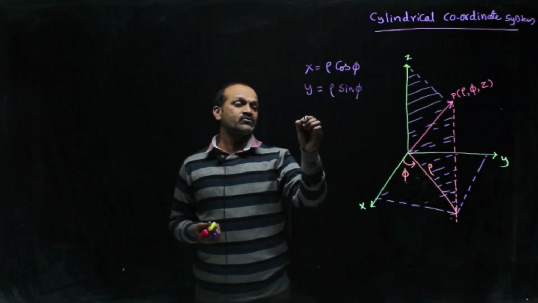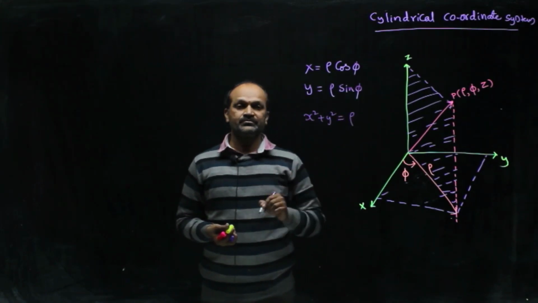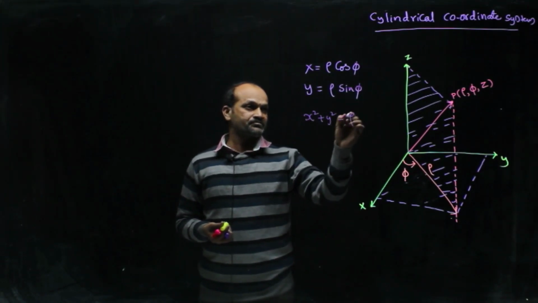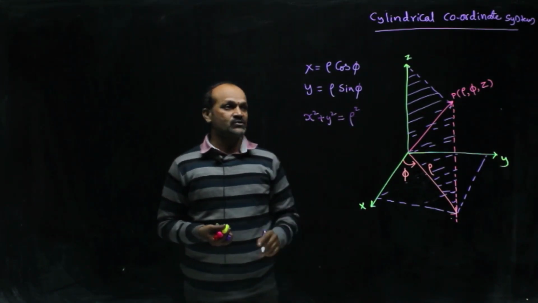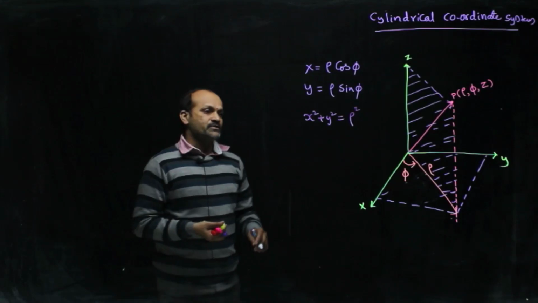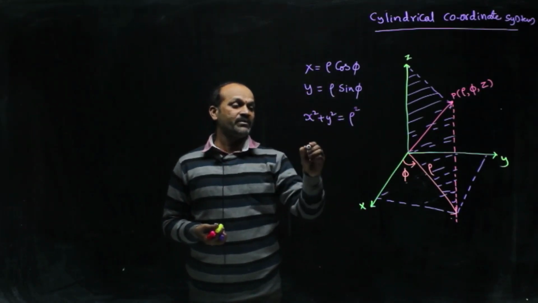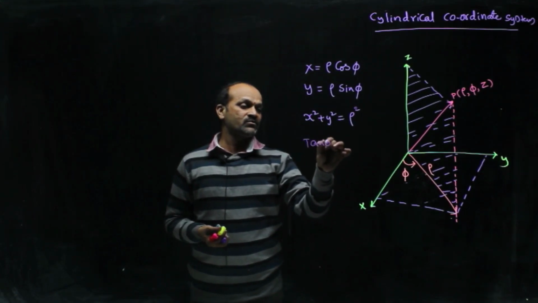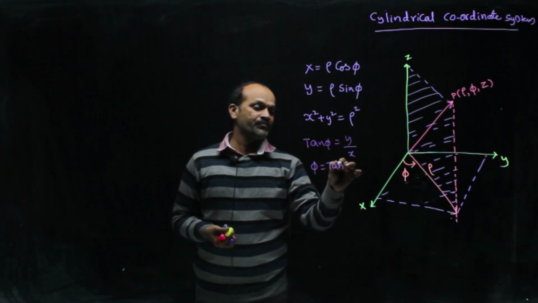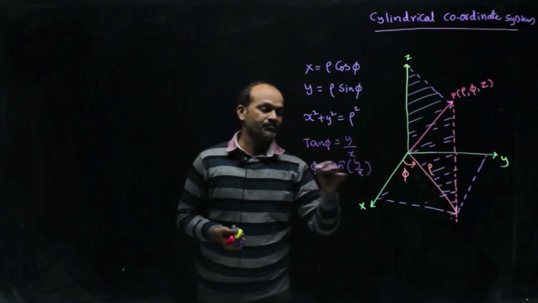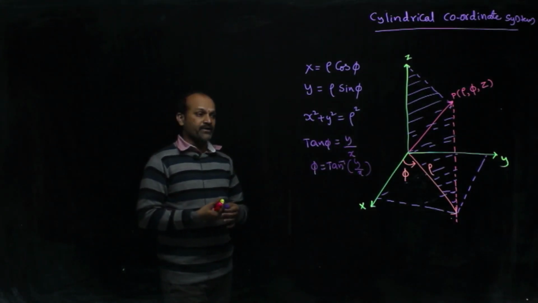If you do x square plus y square, you will get rho square, and rho is equal to root of x square plus y square. And similarly, if you want to have phi, tan phi, take y by x. So, tan phi is equal to y by x, and phi is equal to tan inverse of y by x. These are the cylindrical coordinates.